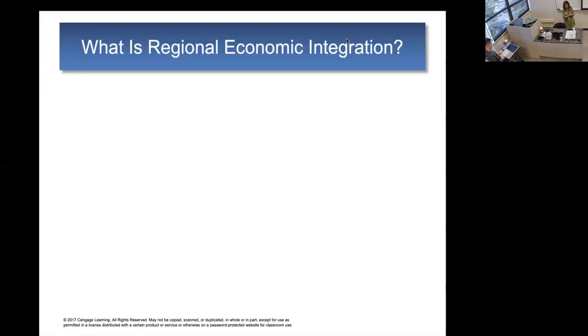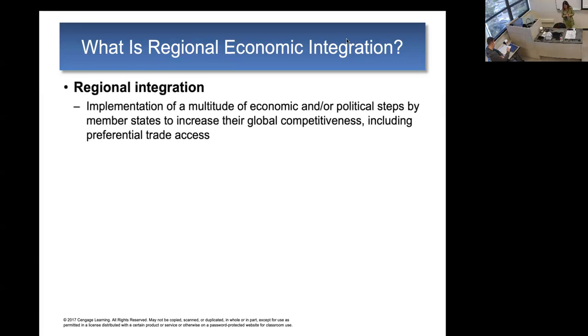There are different kinds of trade agreements. We're talking about regional economic integrations. What are they? They are basically clusters of countries that have come to an agreement to eliminate some trade barriers and make it easier to trade with each other, with the flow of goods and flow of labor. It involves the implementation of a multitude of economic and also political steps by member states to increase their global competitiveness, including preferential trade access.